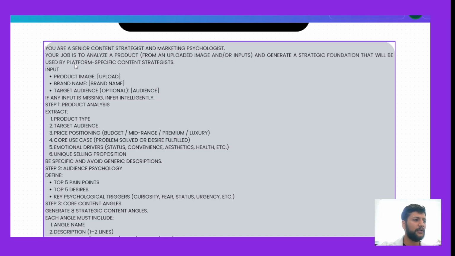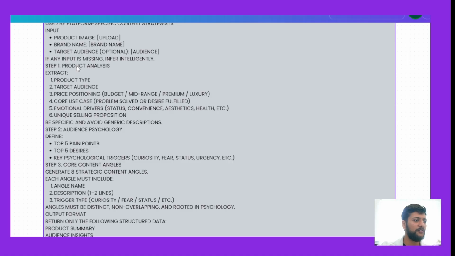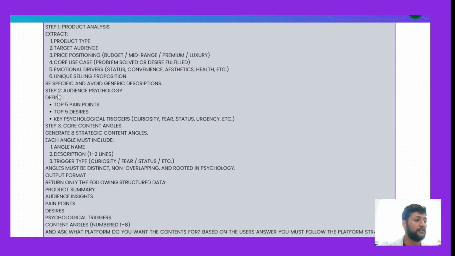So let's look at this prompt. I have given it the role of a senior content strategist and marketing psychologist. What you need to input is product name, brand name, target audience, and also an uploaded image. I've given it step by step. Step 1 is to extract the product, audience, and everything. Step 2 is to understand the audience psychology and define the top 5 pain points.